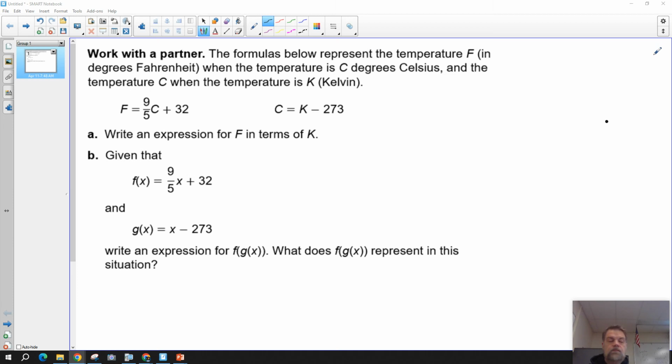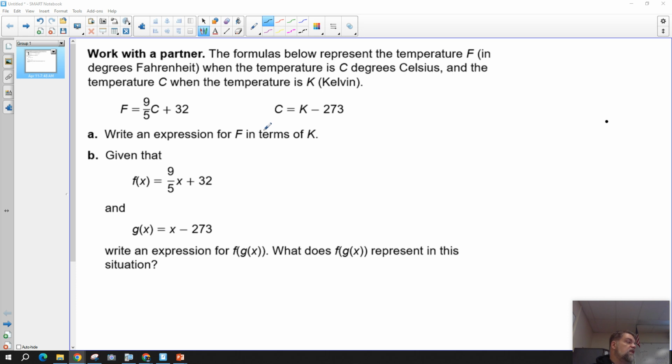Here we go. It gives us two formulas. This converts Fahrenheit, or I'm sorry, this converts Celsius to Fahrenheit, and this converts Kelvin to Celsius.